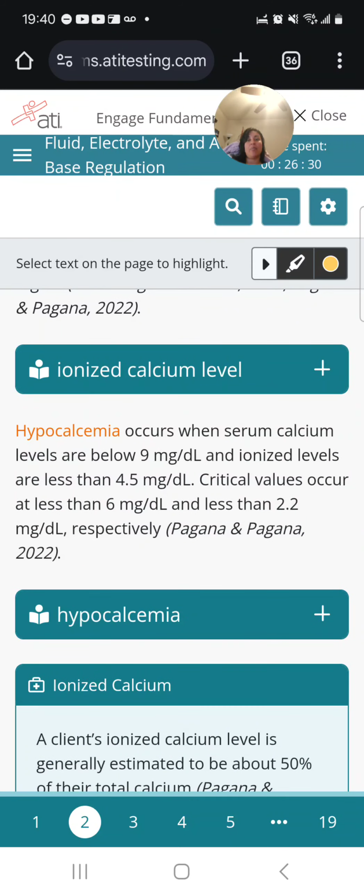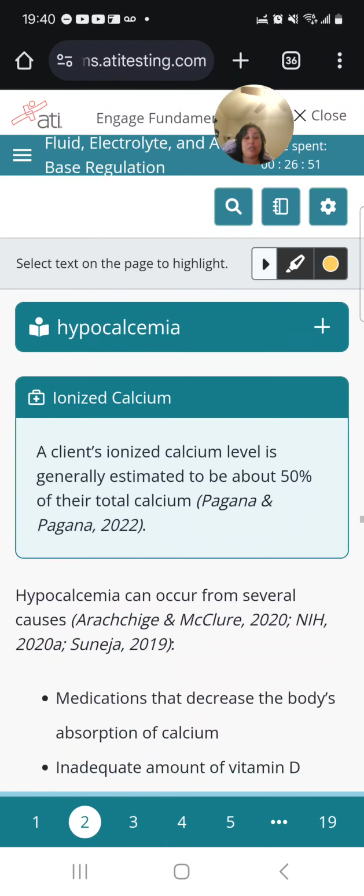Let's talk about hypocalcemia. Hypocalcemia occurs when serum calcium levels are below 9 and ionized levels are less than 4.5. Critical values occur at less than 6.